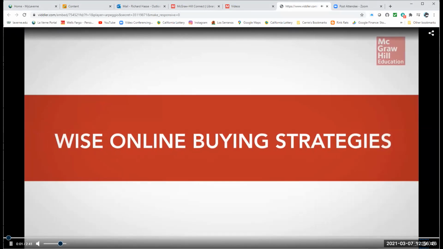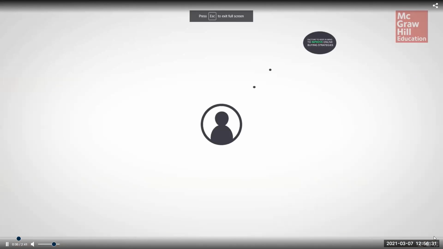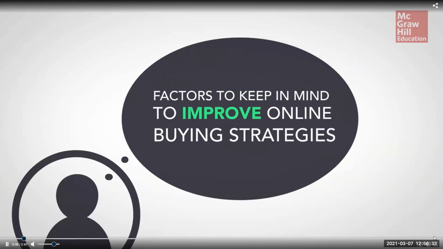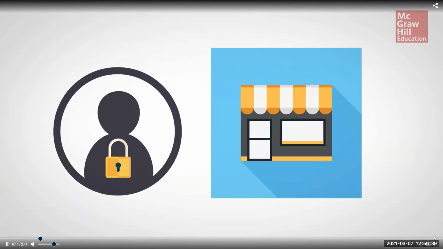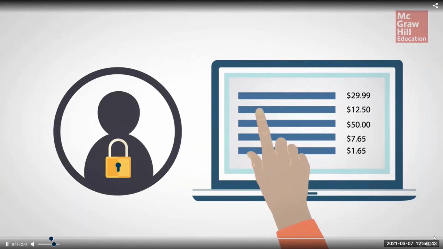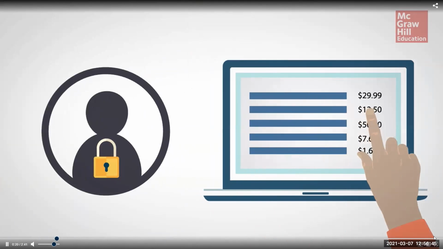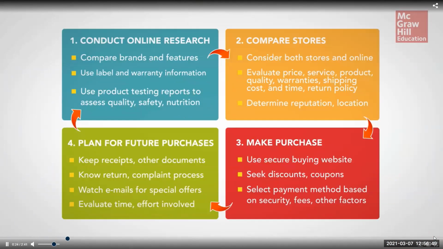Video, we will discuss ways that you can use wise online buying strategies. Factors to keep in mind that can improve online buying strategies should always be combined with practices to protect your identity, such as shopping at trusted retailers, avoiding pop-up advertisements, and reviewing your monthly credit card statements for unauthorized purchases. Here's a flowchart that is helpful for identifying wise online buying activities.